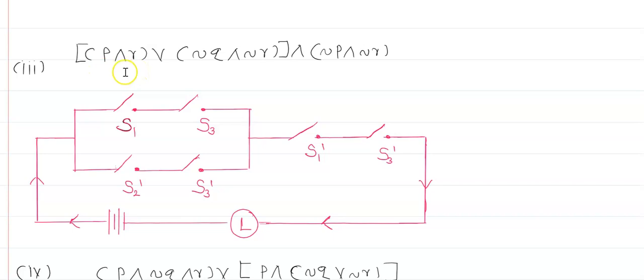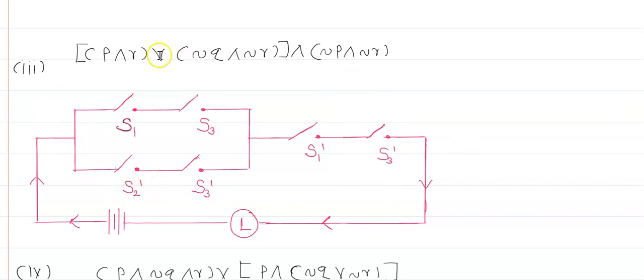Sorry, P and R means what? S1, S3 are in parallel with the negation of S2, that is S2 dash, and S3 dash, they are in a series. Now these two are in parallel, and these two are in series, that is S1 dash and S3 dash. In this way we get the circuit diagram.